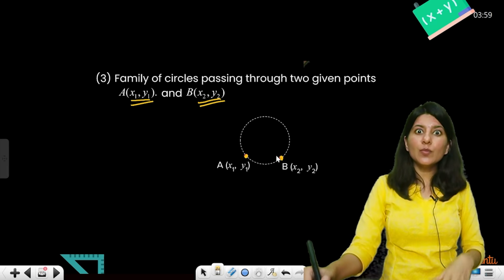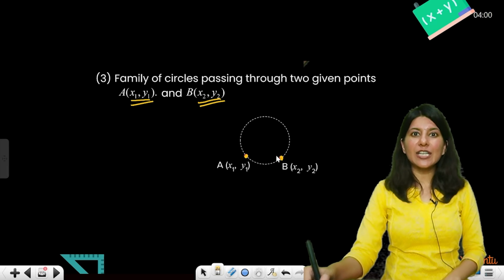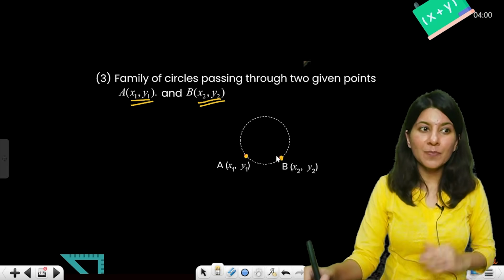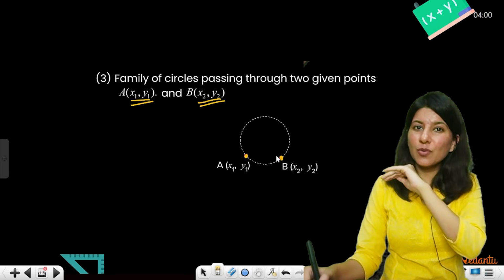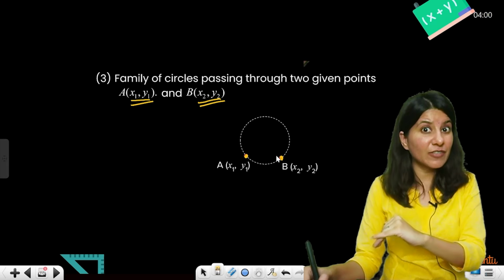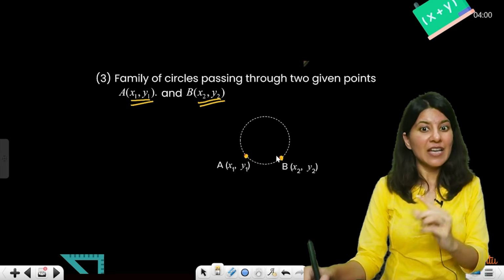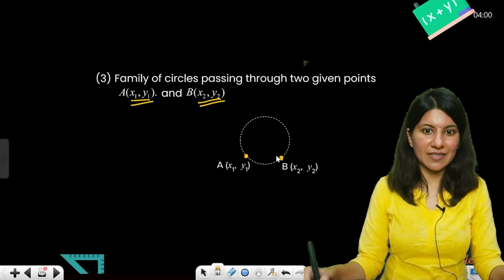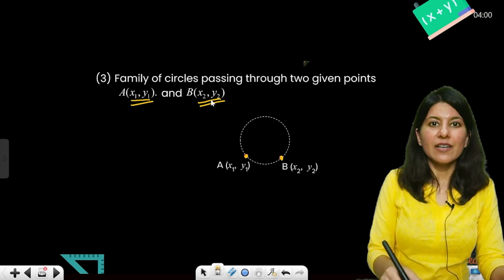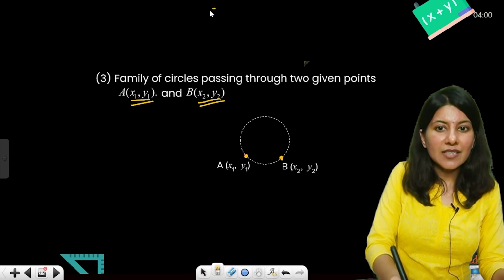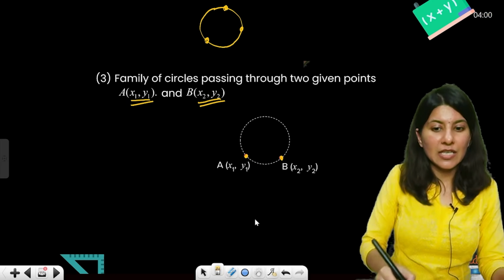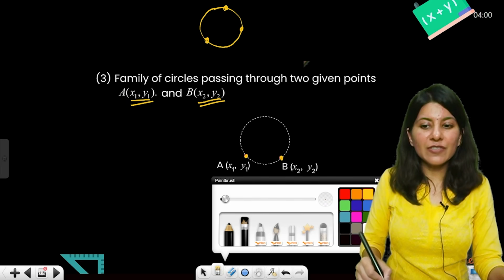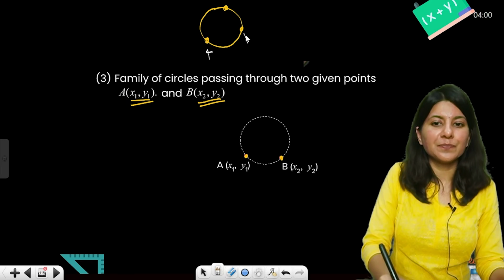Now, if you assume the equation x square plus y square plus 2gx plus 2fy plus c equals to 0 and put the points in it one by one, you will get 3 equations and 3 unknowns. The solving will be much more difficult for you. Family of circles will make it easy. So suppose there is a question which says that a circle is passing through 3 points. What we will do is first think about only 2 points.